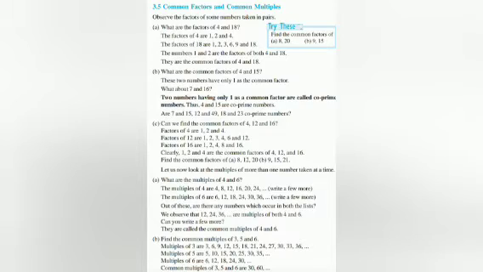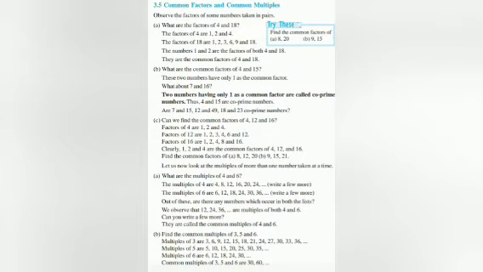Like here the example is given for 4 and 18. What are the factors of 4? They are 1, 2 and 4. And what are the factors of 18? They are 1, 2, 3, 6, 9 and 18. See, in both these factors, which are the numbers common? 1 and 2. So, common factors for 4 and 18 are 1 and 2.